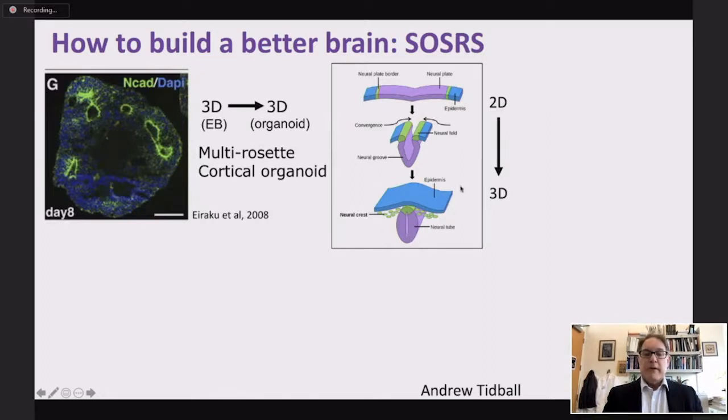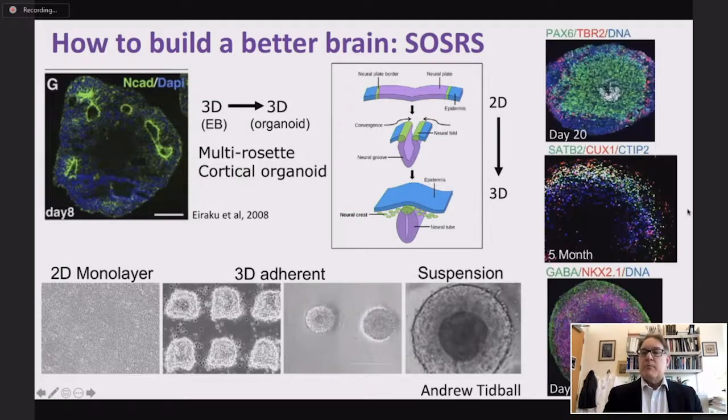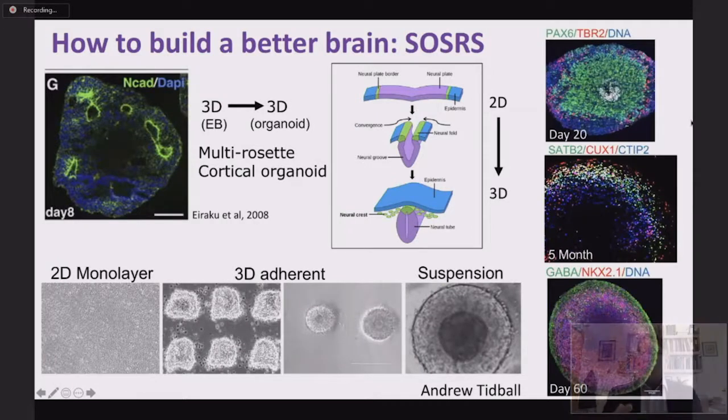So to better model this, Andrew, instead of starting with a 3D embryoid body, started with a 2D monolayer that he cut into uniform squares embedded in matrix, and they round up to form these beautiful self-organizing single rosette spheroids or saucers that he then grows in suspension. And they form nice cortical structures. They make neural stem cells in a ventricular zone that express PAX6 and a subventricular zone that expresses TBR2, the intermediate progenitors.